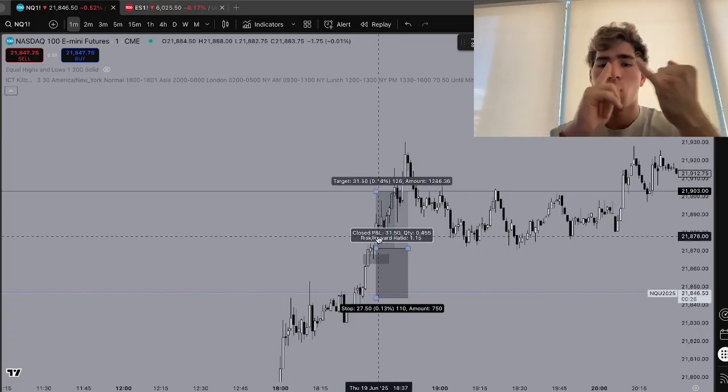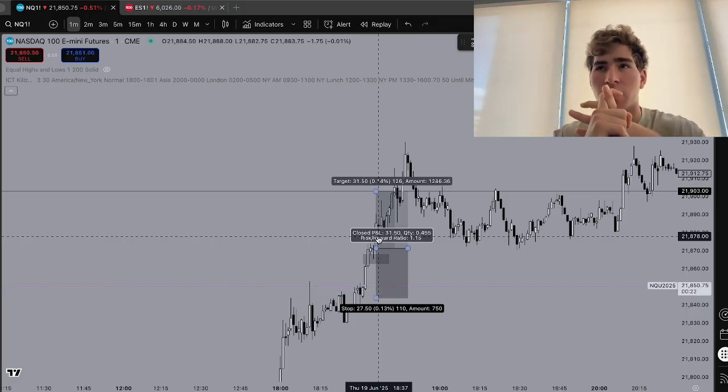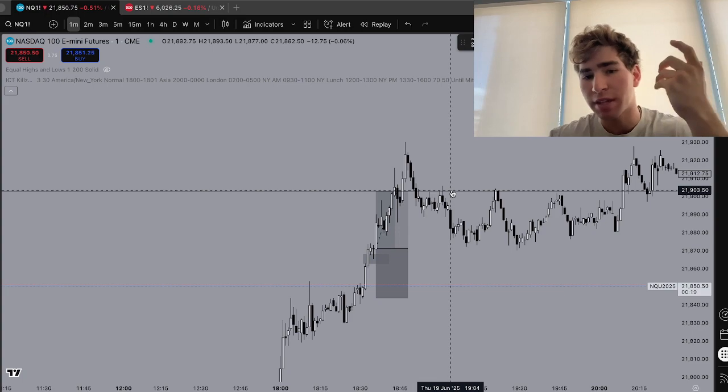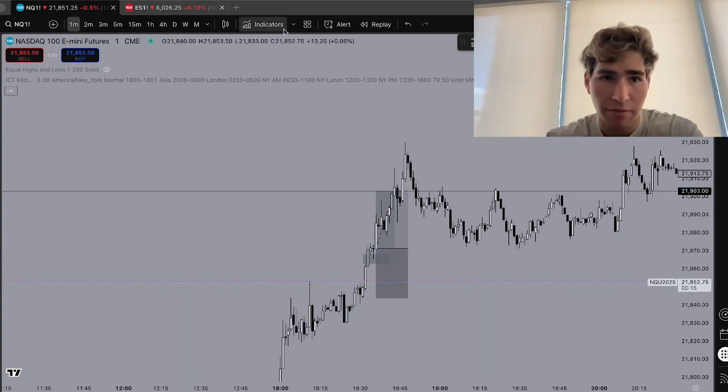This trade is based off 1 minute fair value gap respect, 5 minute breakup structure, and 15 minute kind of continuation, because the 15 minute did disrespect every bearish confluence. So looking for longs was extremely valid, right?